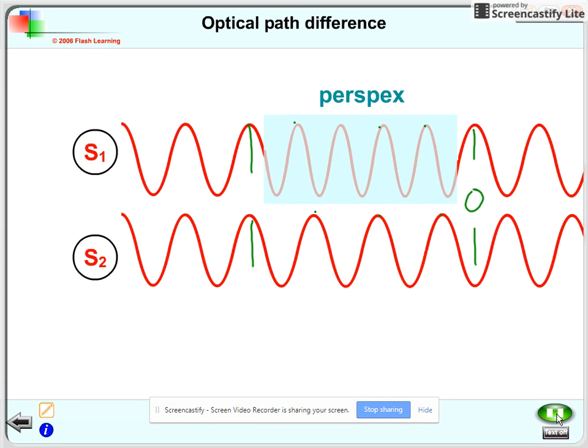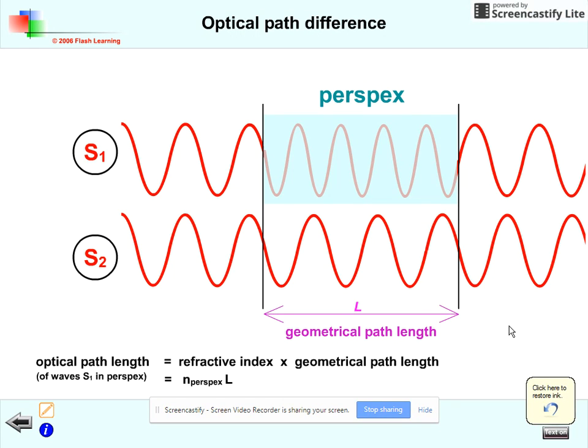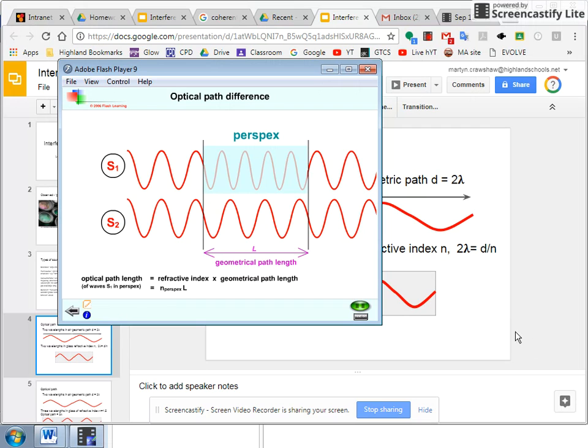So optical path you can get just by multiplying the geometric path, or the actual physical distance, by the refractive index, and it basically tells you how much further you're going as a wave in terms of your wavelength because you've had to go through that material. So the next slide on the PowerPoint has got a quick bit about optical path, so we'll just go back to that.